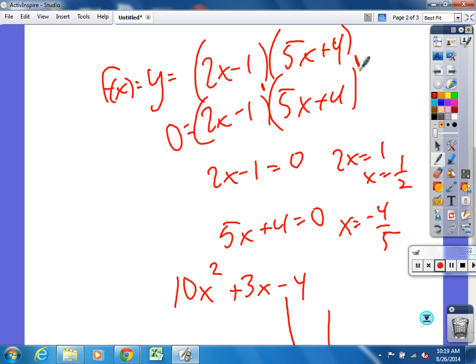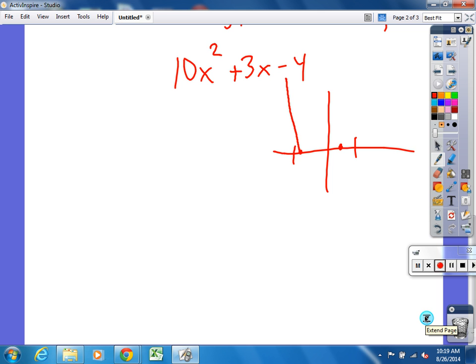Just to let you know, please write this in your notes. If you have an odd multiplicity, you are going to cross through the zero.